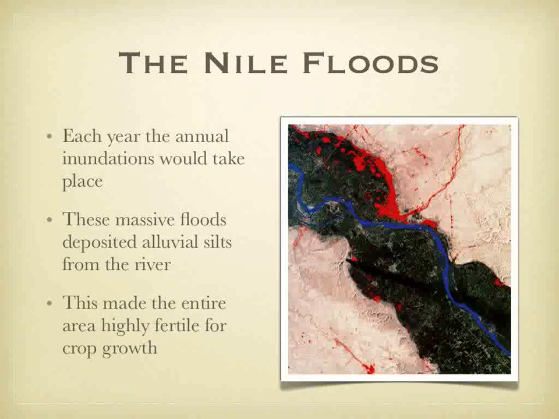Now, the most important thing with the Nile was the annual inundation, or the annual floods that would take place. These massive floods would deposit these alluvial silts all over the banks of the Nile. You can see from this picture here that the blue line is the original Nile River, and where the red ends up is the peak of the flood. So you can see just how large these floods would be.